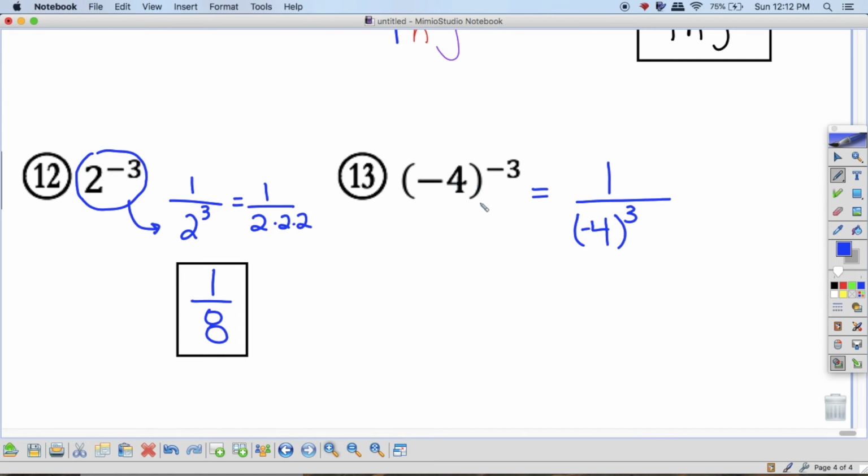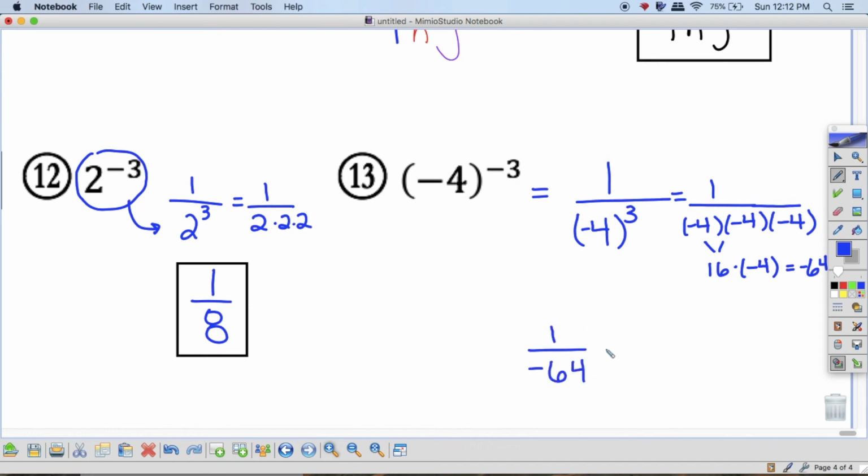Negative numbers we do not need to move, and they do not become positive or negative, just regular negative numbers. Negative exponents do. So this is 1 over negative 4 times negative 4 times negative 4. Negative 4 times negative 4 would give me a positive 16. That gives me a negative 64. Overall, that gives me 1 over negative 64, or negative 1 over 64.